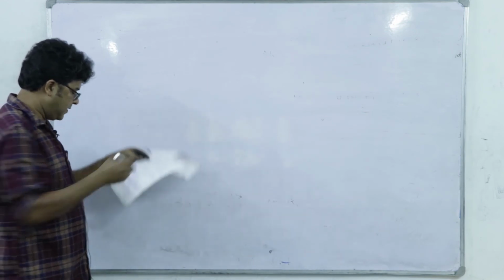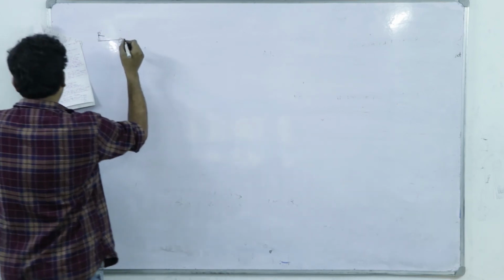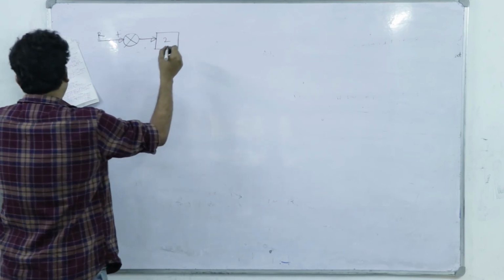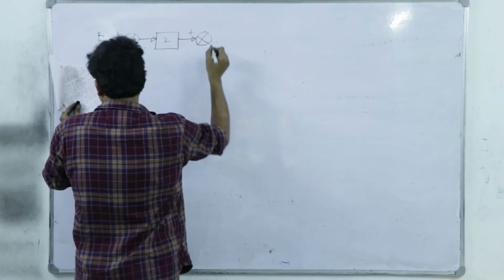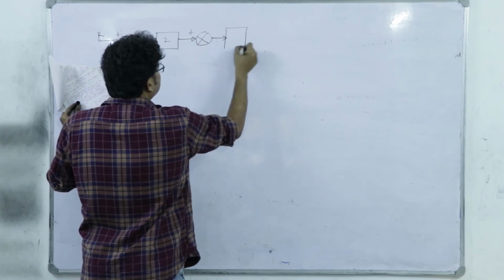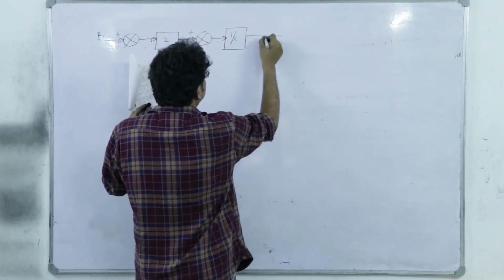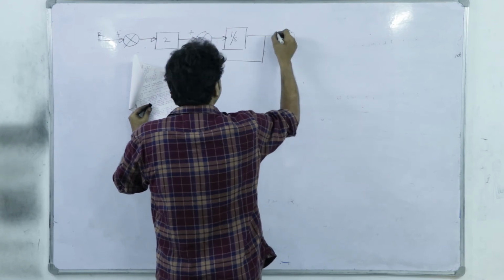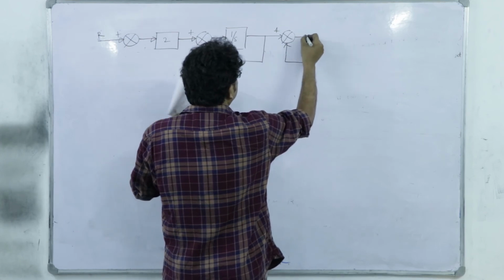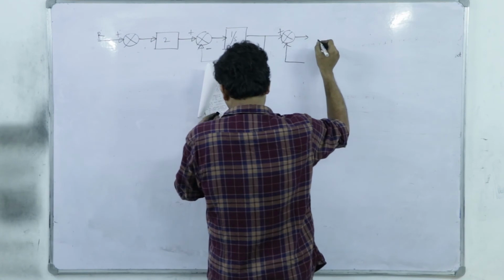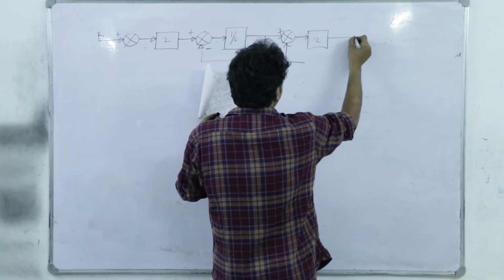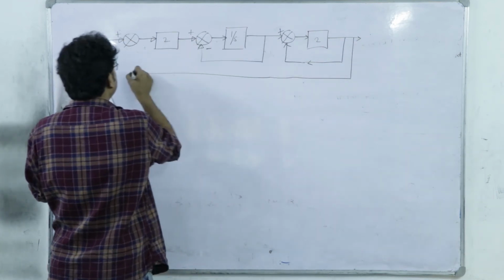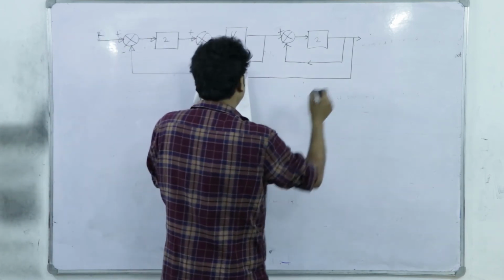So next we have a block diagram simplification problem. See, R, two, one by S, two, this is R and this is C.